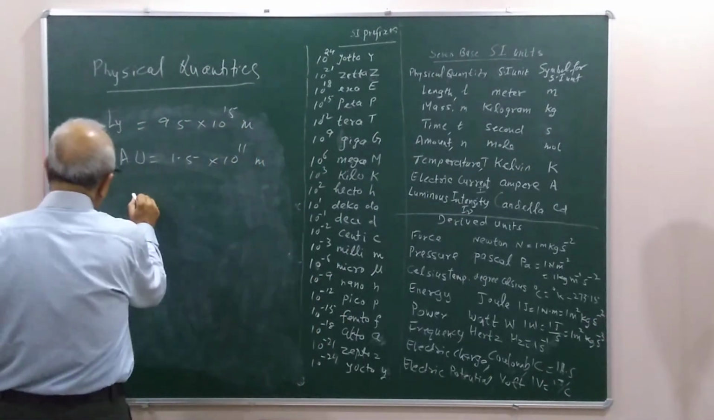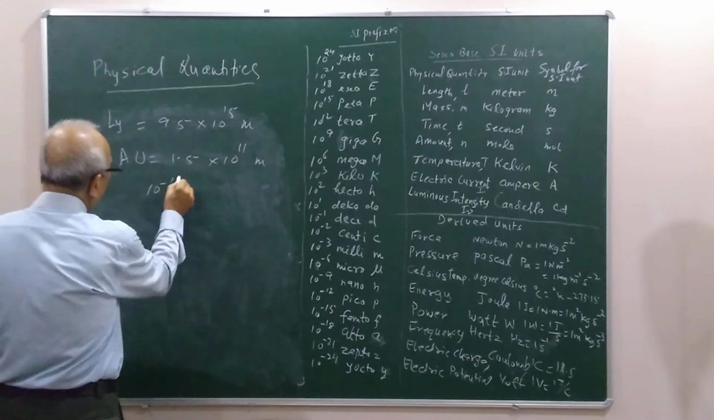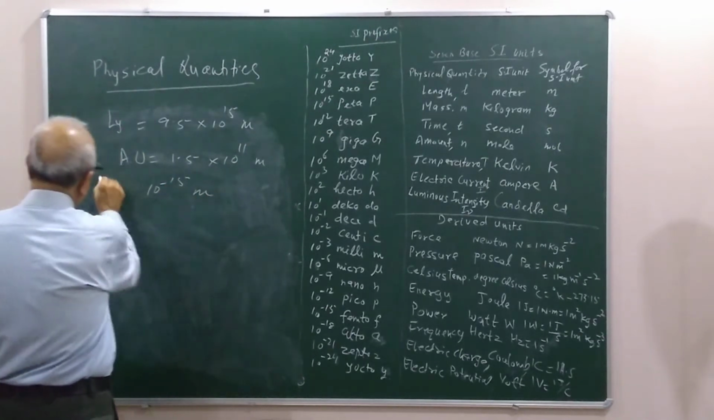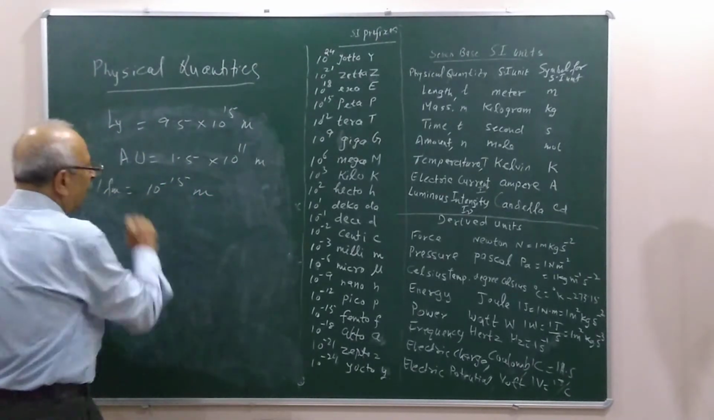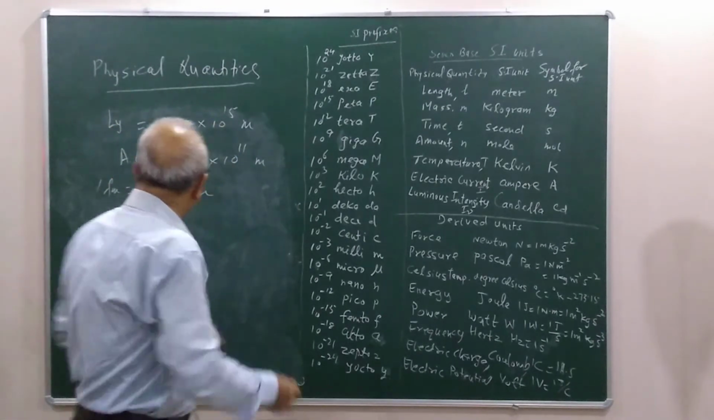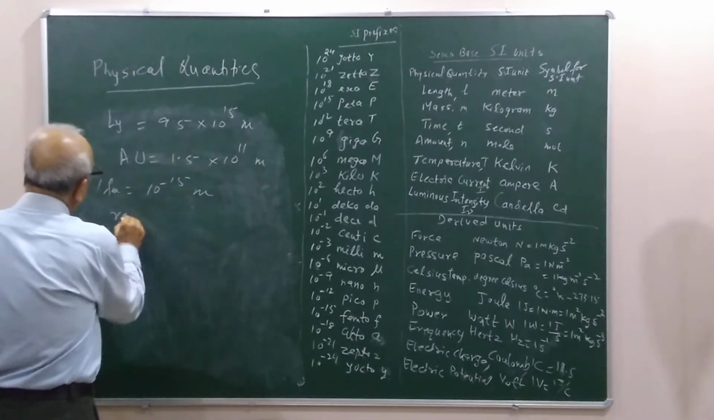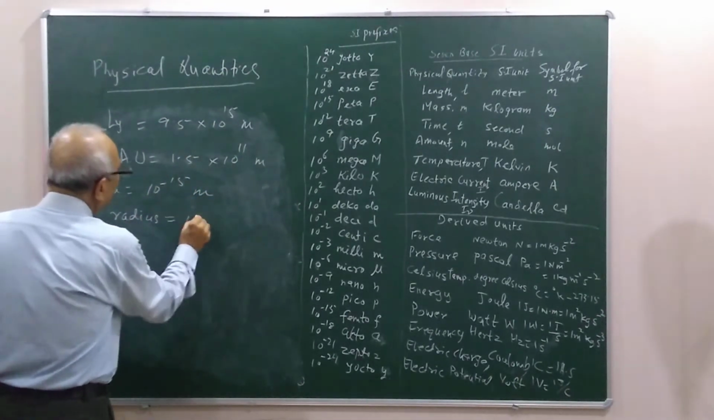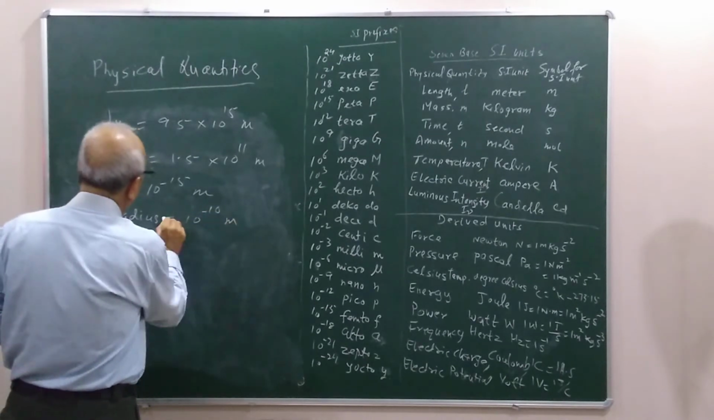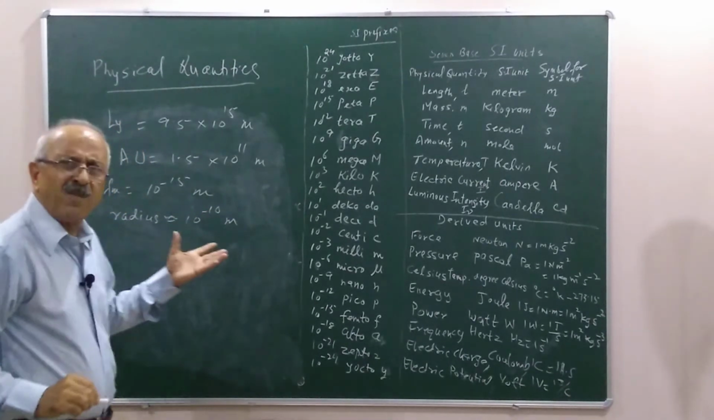Then I say radius of the nucleus. You are saying the radius of the nucleus is around 10 minus 15 meter, which we call 1 Fermi. Radius of the atom, you are saying it is 10 minus 10 meter, of the order of this. What type of numbers are these?